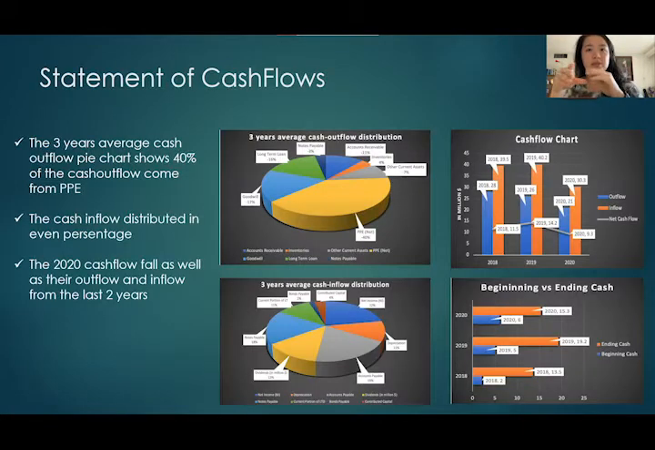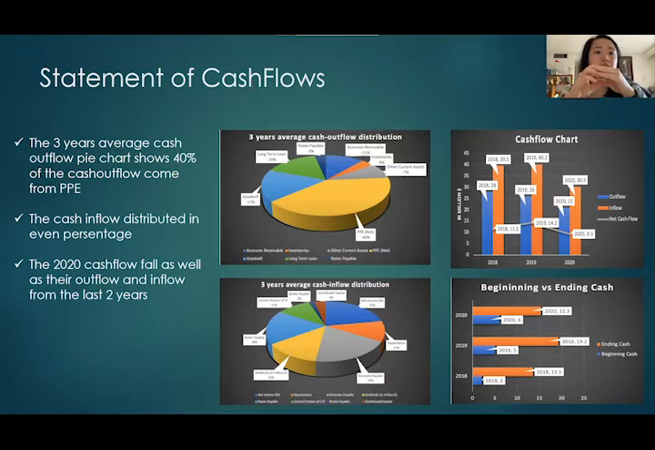Okay, let's jump into it. We have four provided charts here. Both of the pie charts represent how the 3-year average cash flow is distributed. The one at the top is the outflow, which has 40% in the PP net, and the one below is the inflow, which is distributed evenly, as you can see.